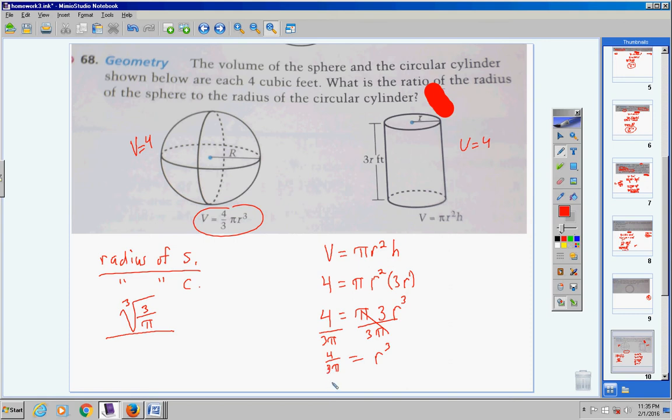Now take the cube root of both sides. The cube root of r cubed is r, and the cube root of this would just be the cube root of what? 4 over 3 pi. There we go. Pretty simple. Okay. And so now we have this radius right here, and that'll go in the bottom. That's the radius of my cylinder.